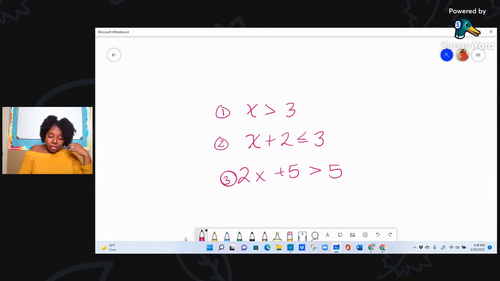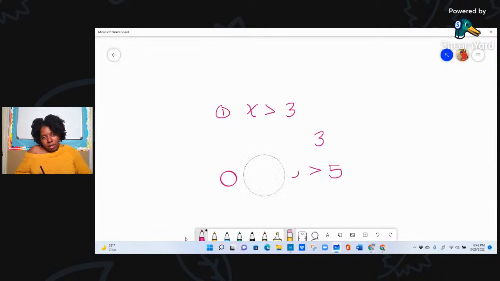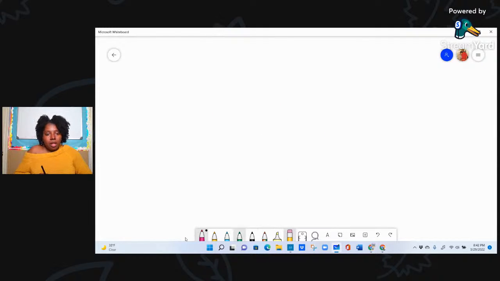It's the first one. Okay, so you have to graph it. Got it. Okay. Let's just get rid of that. All right. So if we have x is greater than 3, okay?